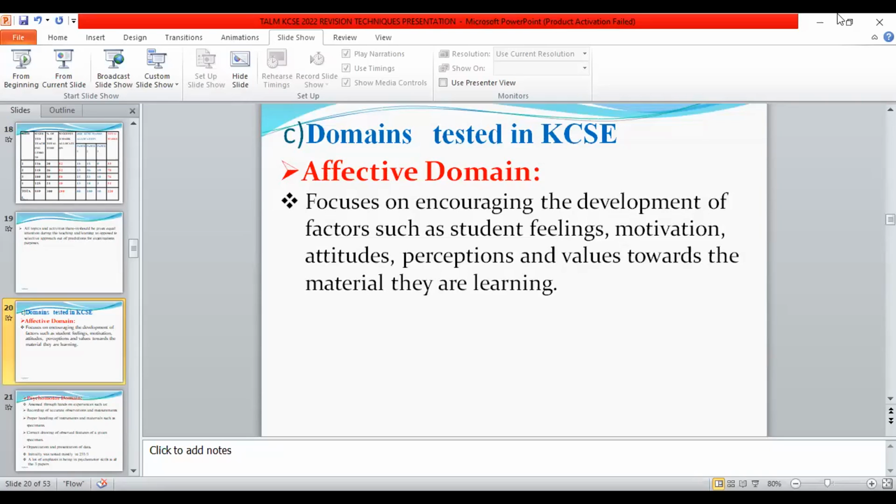Maybe that is one of the ways to show that the biology content you have given your learners has not even added any value to them because they have not changed in whatever they do.